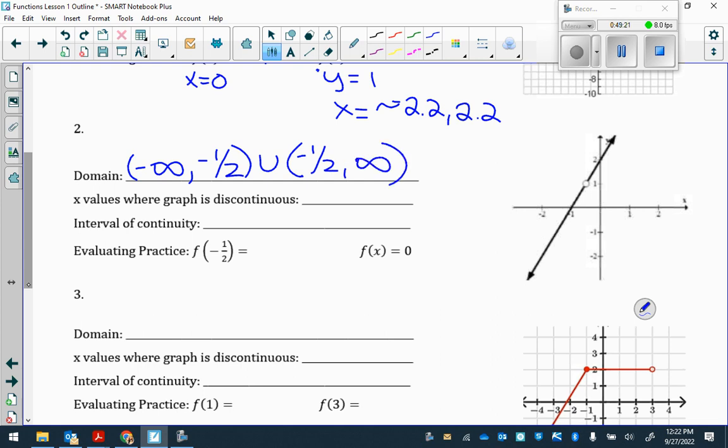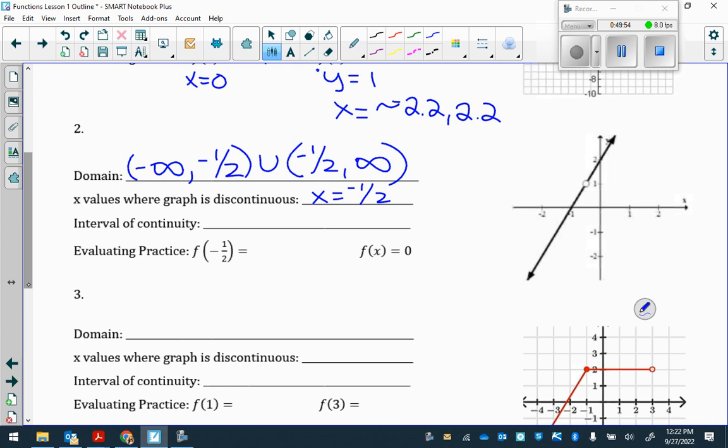Good. Okay. X values where the graph is discontinuous. Yep. Good. X equals -0.5 or -1/2. Good. Now how about the interval of continuity? Okay, how would I write the interval though? You're right. Is 1/2 of it. Okay.